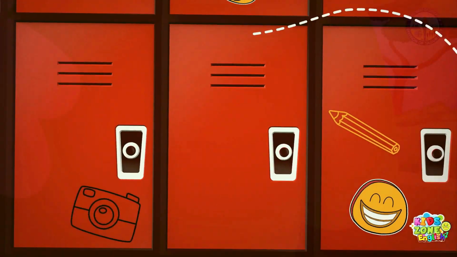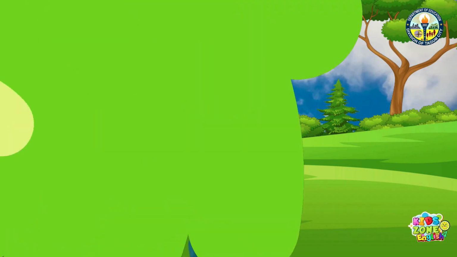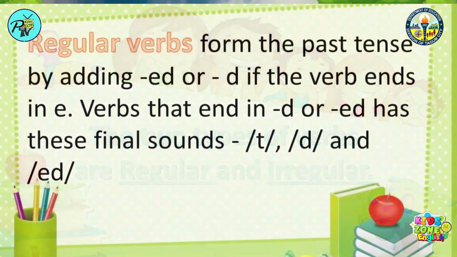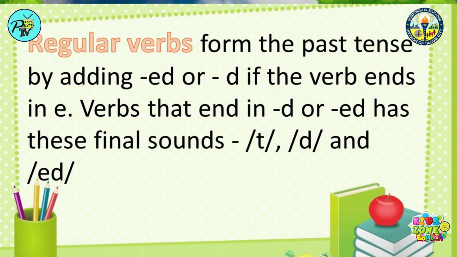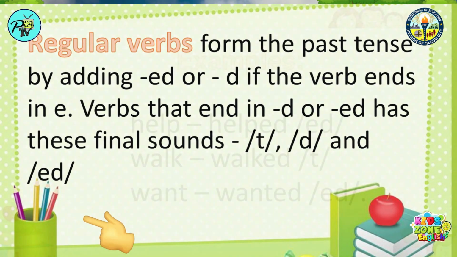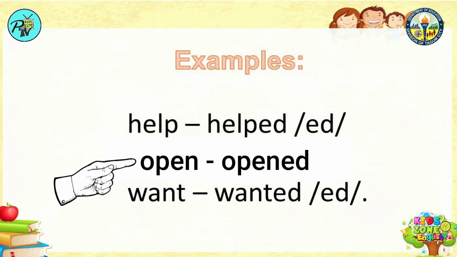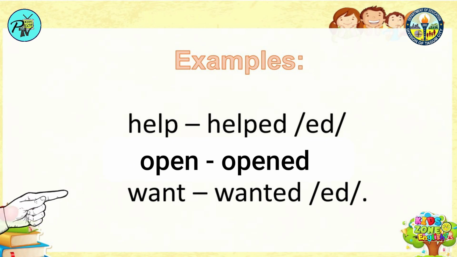Ma'am Abby? Yes, Ma'am Tracy. Do you know that there are 2 types of verbs? Let us try to find out. The 2 types of verbs are regular and irregular. Regular verbs form the past tense by adding ed or d if the verb ends in e. Verbs that end in d or ed have these final sounds: t, d, and ed. Examples: help, helped; open, opened; want, wanted.